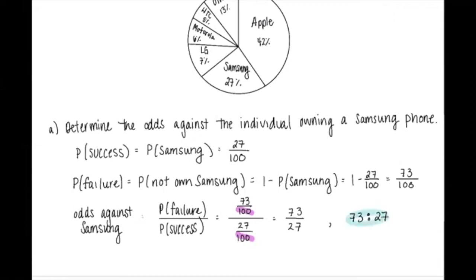And again, these two values add up to 100, which is exactly what our denominator is. That cancels out. So the probability of not a Samsung is 73 out of their sum. Probability of owning a Samsung is 27 out of the sum of those.